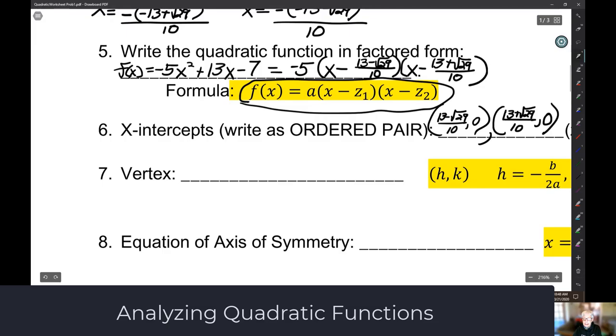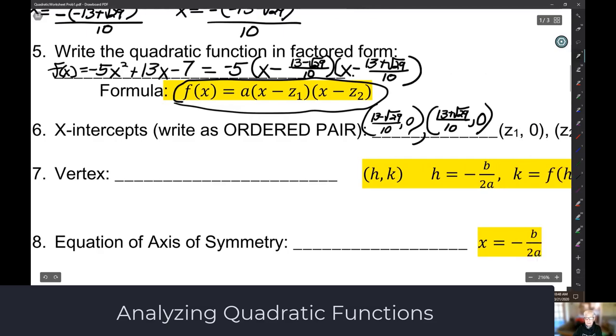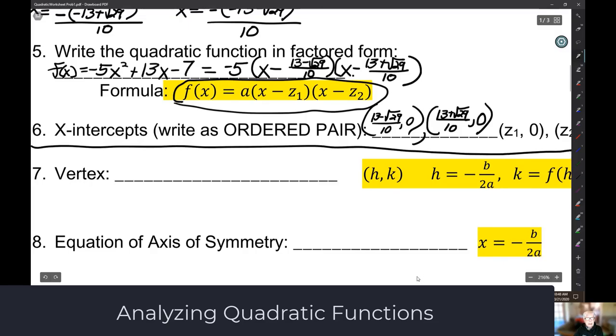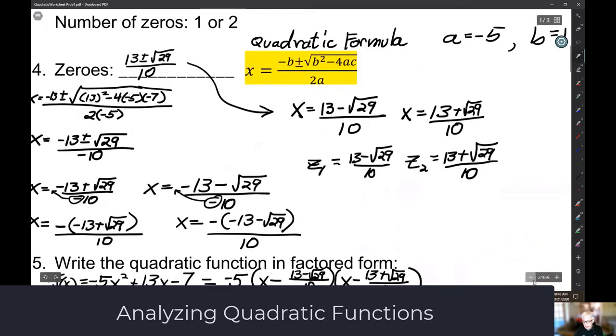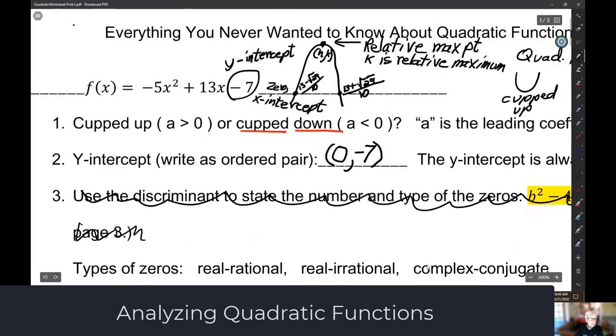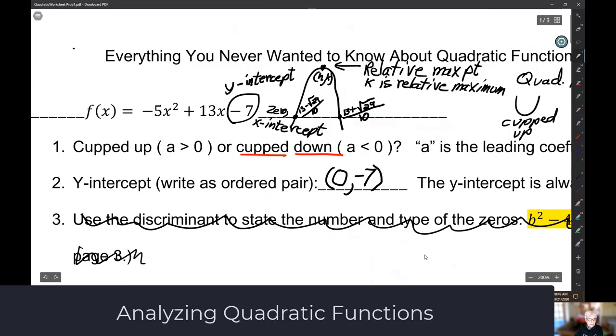Okay, now this is the end of the x-intercepts part. So let's go back up for a minute and look at this. Let me make it a little bit smaller. Okay, so first question, because the leading term is negative, this is a cupped down parabola. Of course, the graph is going to be a parabola because your highest power is 2. When the highest power is 2 and you've got a function, then the graph is going to be either cupped down or cupped up like this. The graph would have been cupped up if that had been positive 5x squared.